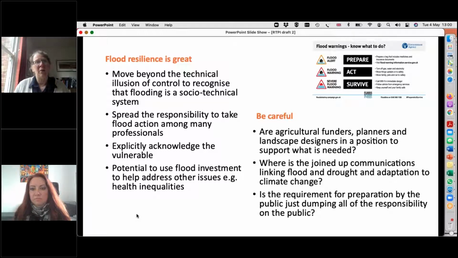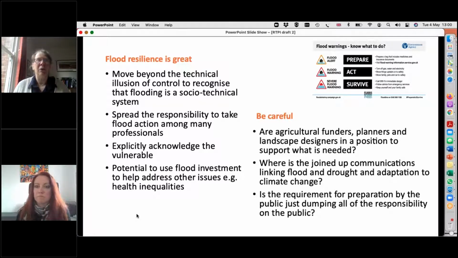So I would ask whether agricultural funders, planners, landscape designers, are they really in a position to support the changes that are needed? And is the joined up funding there to do that? And then where's the joined up communications linking flood risk management and drought management and adaptation to climate change? Because it's almost a big conversation we need to have with the public about these things, which I don't see happening at all.